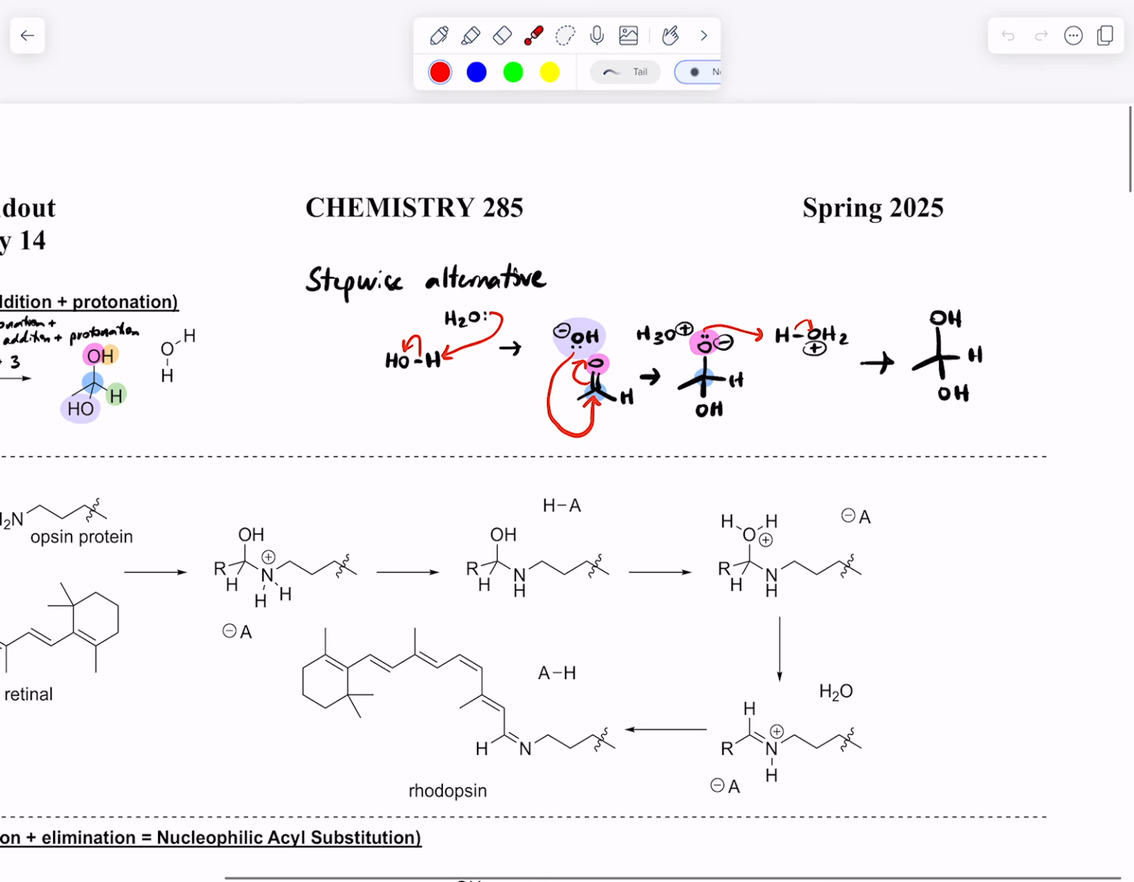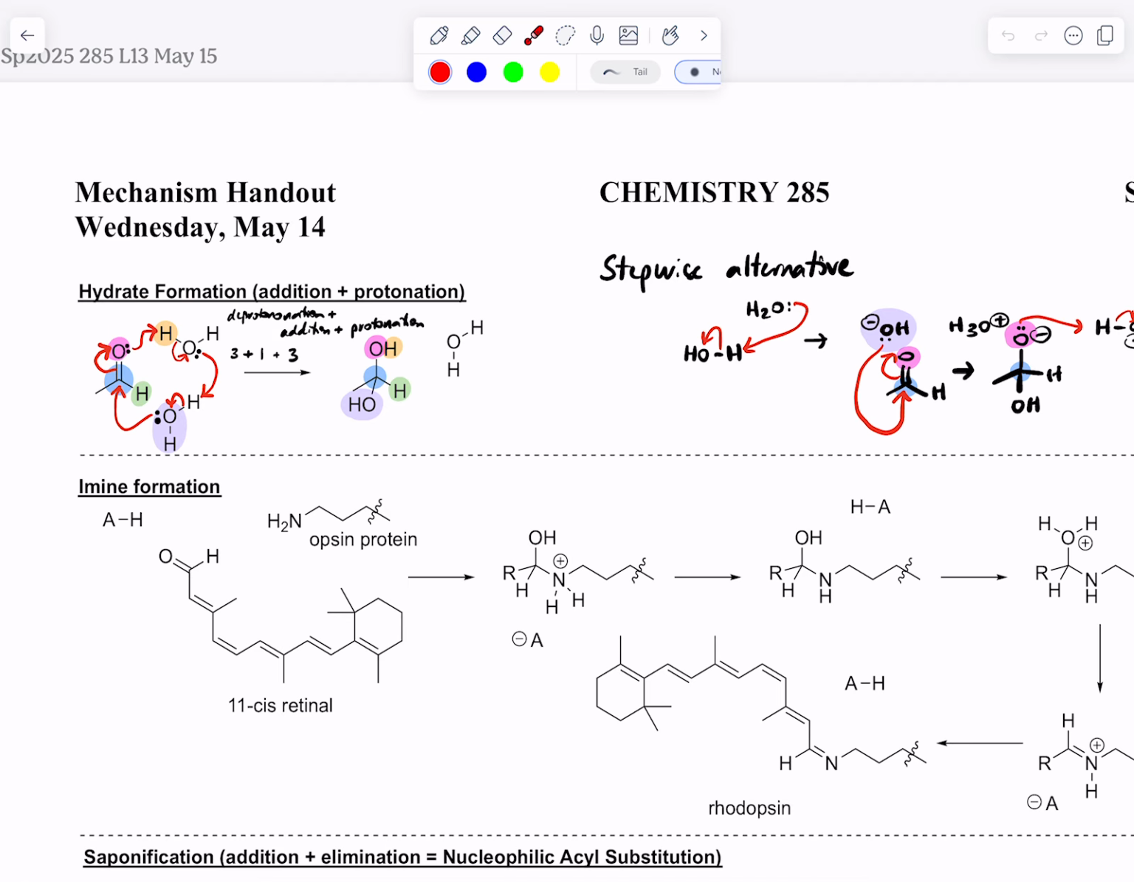Both of those mechanisms are okay. They're both fine, and it's fine to draw them either way you want. This one takes a little bit less time, so that's often what I will do.